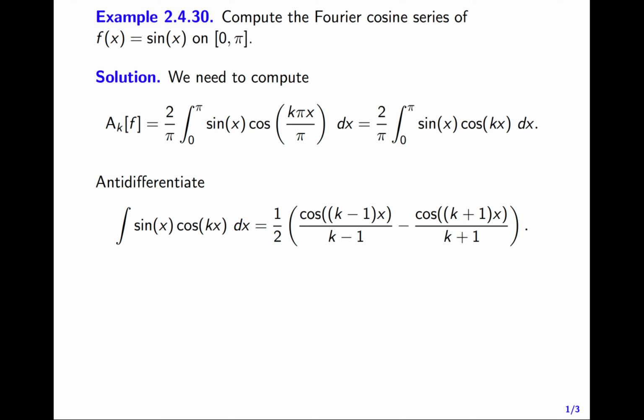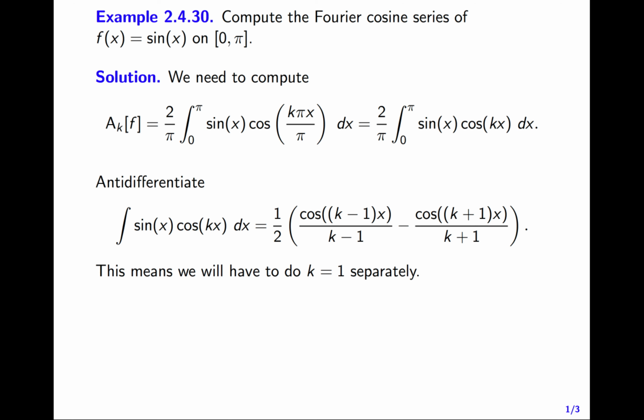Let's take the indefinite integral of sine of x times cosine of kx. And that turns out to be 1/2 times the quantity cosine of (k minus 1)x over k minus 1, minus cosine of (k plus 1)x over k plus 1. Now how you do this is up to you. You could do an integration by parts and maybe a little u substitution. You could go to a symbolic calculator and get it out and simplify it. However you get it, this is the antiderivative of sine of x times cosine of kx.